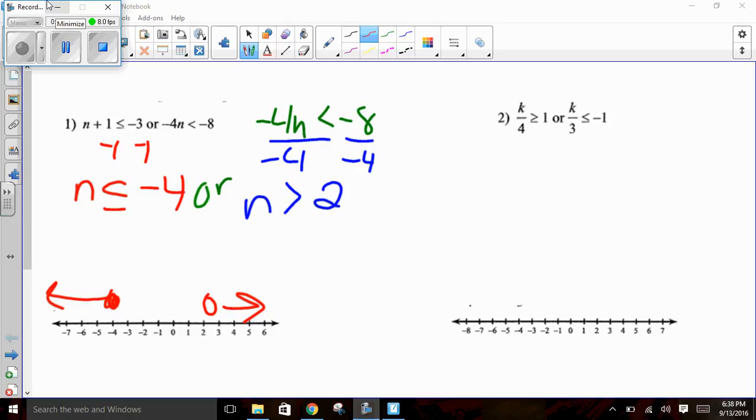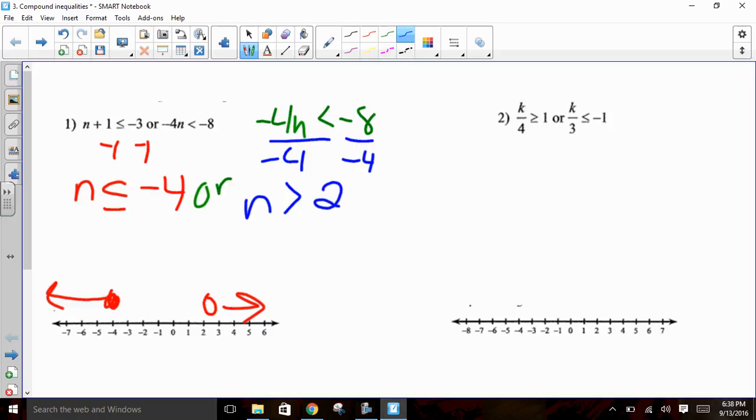but we're all good. So let's get back to my compound inequalities. So I see in number 2, I have another OR statement, so I'm going to essentially solve two equations here. I see a nice little fraction, so I know that to undo fractions, I multiply. That's 4. So my 4 cancels out, and I'm left with k is greater than or equal to 1 times 4 is 4.